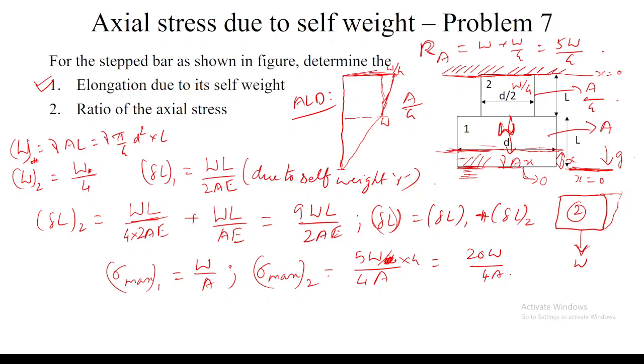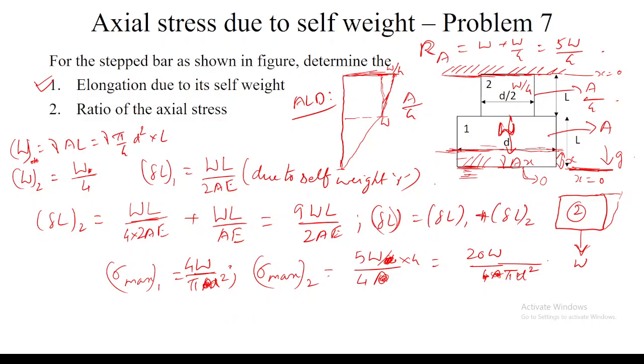Here I can write this as pi by 4 into d square, so it will become 4W by pi d square. If I am writing it in terms of d by 2 the whole square, then it will turn out to be 20W by pi d square. Then you can find out the ratio of axial stresses. It can be sigma max 2 by sigma max 1 or sigma max 1 by sigma max 2, depending on the question.